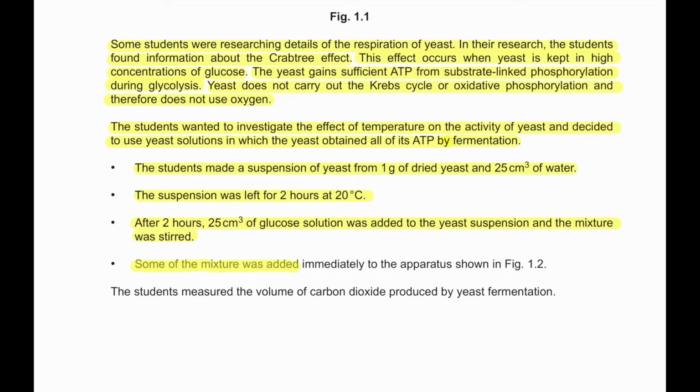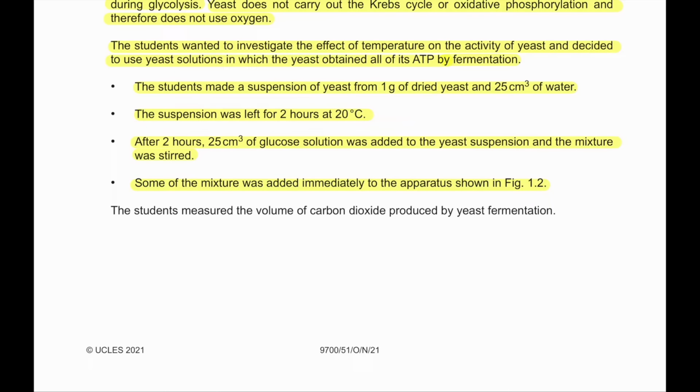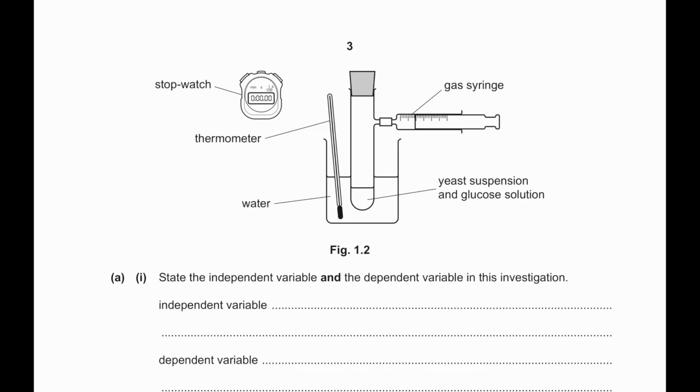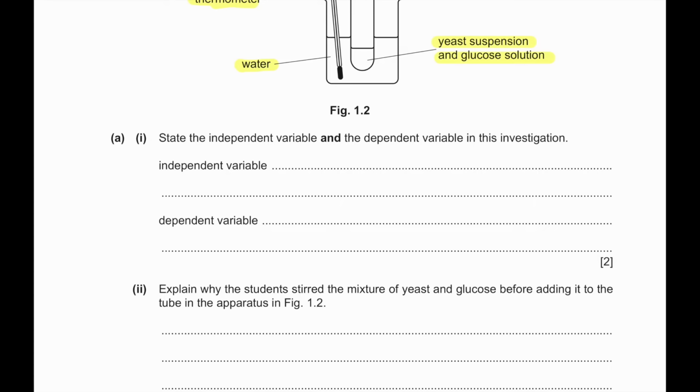Some of the mixture was added immediately to the apparatus shown in figure 1.2. The student measured the volume of carbon dioxide produced by yeast fermentation. So, we can see the stopwatch, the thermometer, water in the water bath, yeast suspension and glucose solution, and the gas syringe. And the question says: state the independent variable and the dependent variable in this investigation.